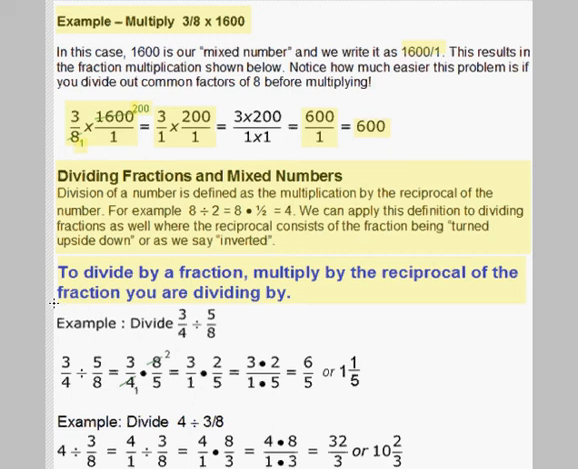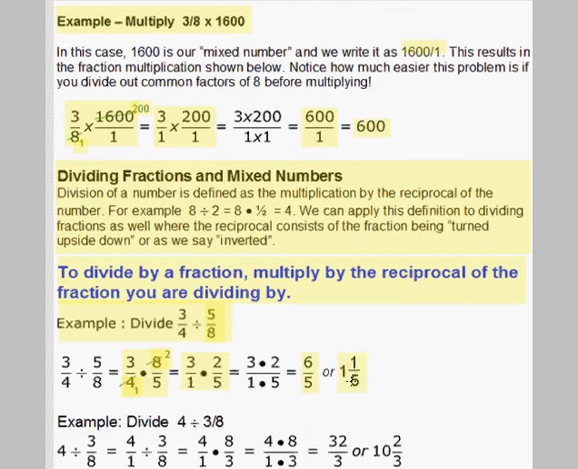Here's an example where we divide 3/4 by 5/8. The first thing we do here is we invert the fraction 5/8, and we write it as 8/5 or times 8/5. So 3/4 divided by 5/8 equals 3/4 times 8/5. Now, after we write it as a multiply problem, we divide out common factors. 4 divides into 4 once. 4 divides into 8 twice. This gives us the problem 3/1 times 2/5, and this multiplies out to 6/5, or as a mixed number, 1 and 1/5.